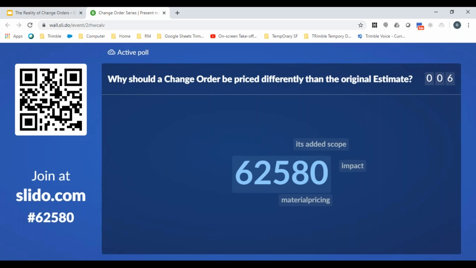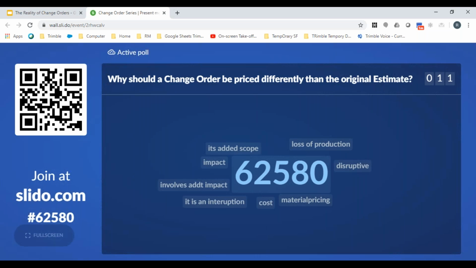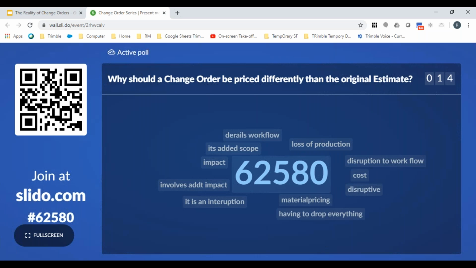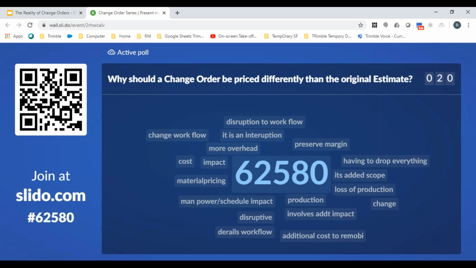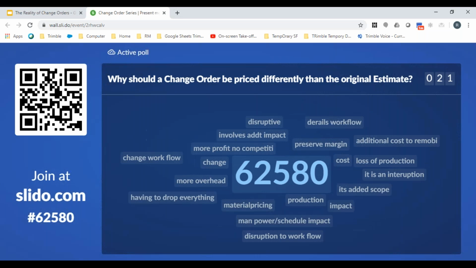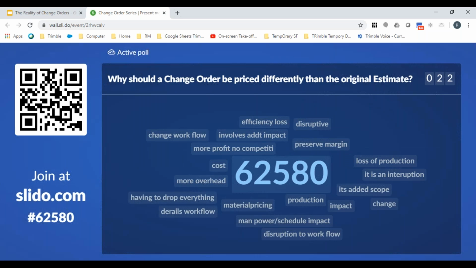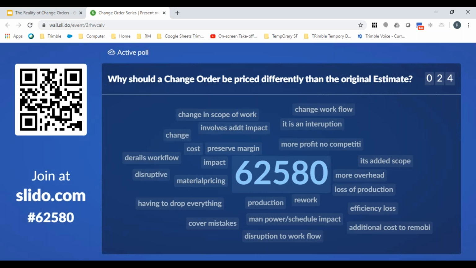Yep, there you go. That is scope, impact. So looking at these responses, it's right on target, just what we expected. A lot of what we went over yesterday as well.